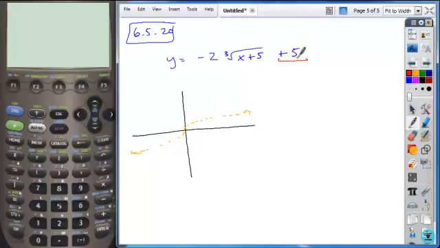So the plus 5 on the end is a vertical shift, so that means this is going up 5. So this critical point right here, which is the original point that passes through the origin, gets moved up 1, 2, 3, 4, 5 units.